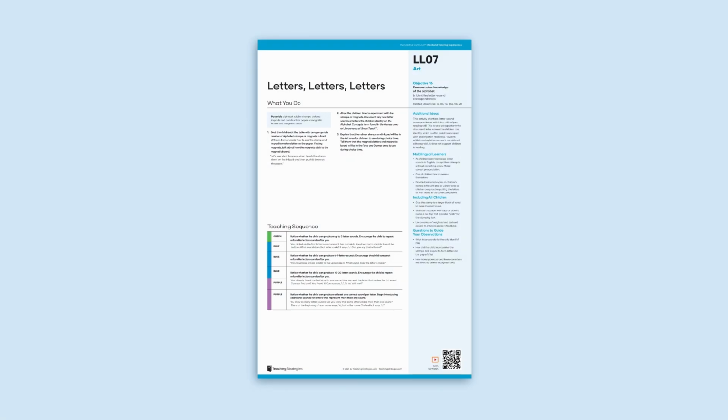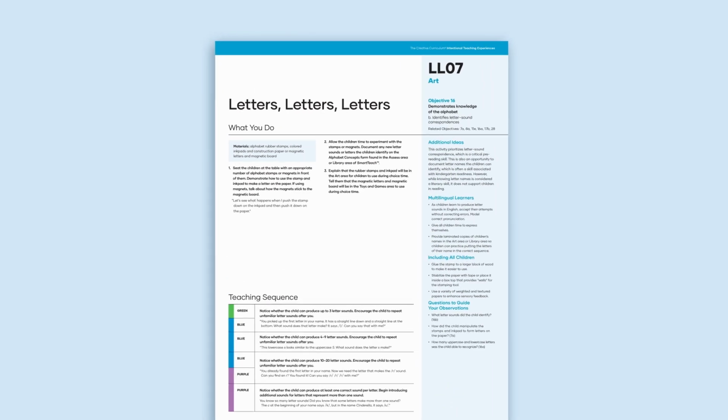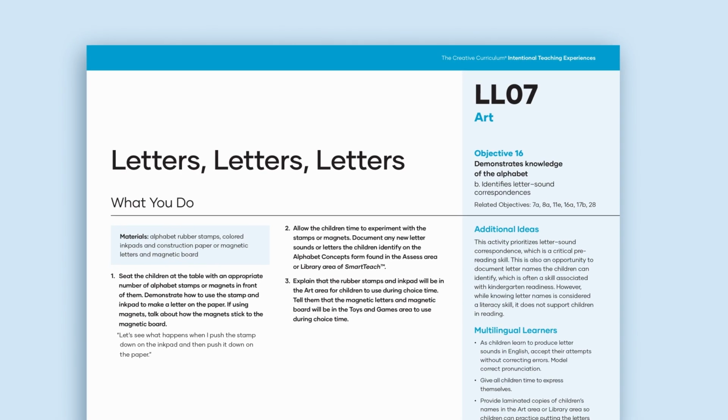Next, you'll notice the primary objective. Let's take a look at ITE LL07. Letters, letters, letters. We know by the LL in the identifier that the primary objective is related to language development and literacy learning. Here you will see specifically that this activity addresses Objective 16B, identifies letter-sound correspondences. You'll also see a variety of other related objectives that are addressed.